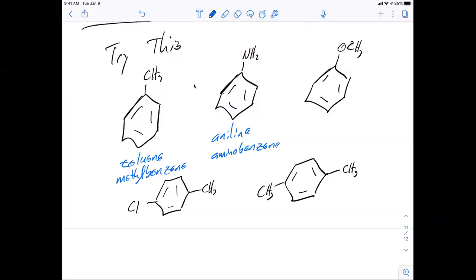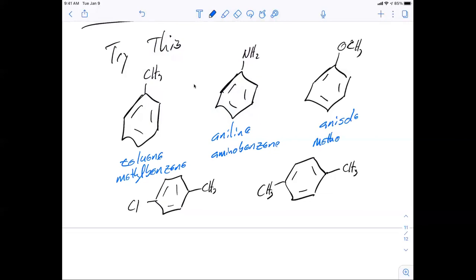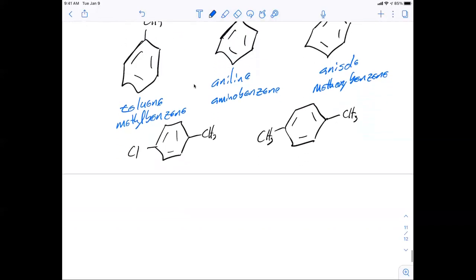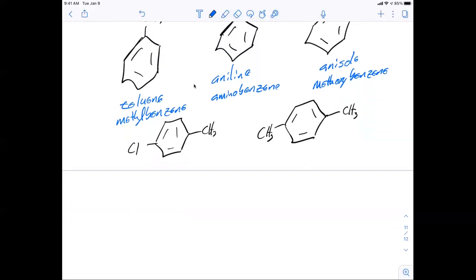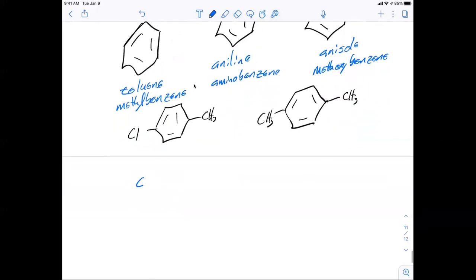Last one, this one sometimes people forget. Anisole, right? That would be methoxybenzene. And if we look at this one, we could call this para-chlorotoluene, right? Or it could be known as 1-chloro-4-methylbenzene.